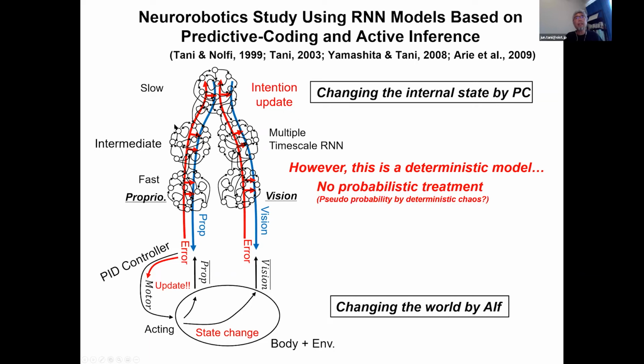And then there is no probabilistic treatment. However, I have worked on this idea, maybe pseudo probability by self-organizing deterministic chaos inside, but still, I come to the question: how can we resolve the gap between the deterministic formulation and the probabilistic one? Are there any ways to bridge the gap between the two, that is, the deterministic and the probabilistic?